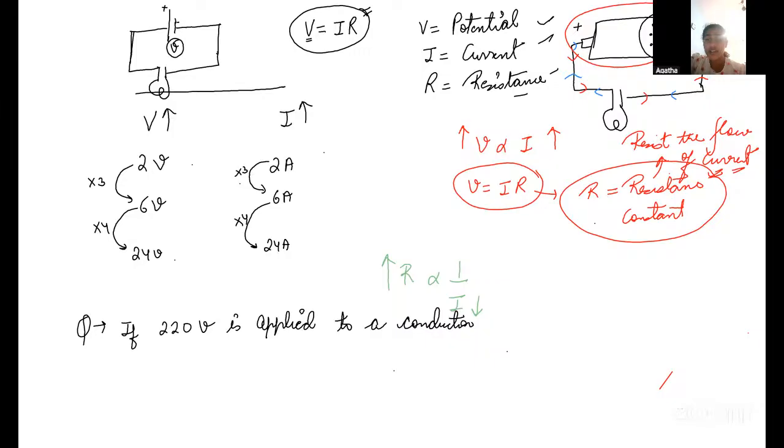Sir, potential difference is the difference between the negative and the positive terminal. Yes, in the battery. But in the normal range, we can say one point and another point, and the difference between them is called potential difference.